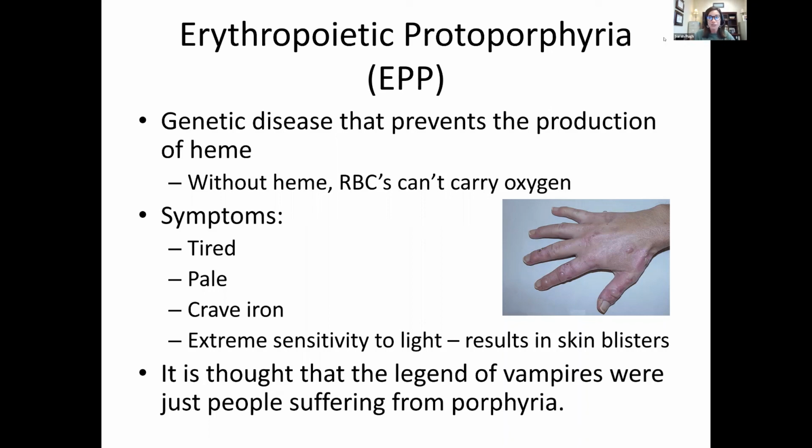So red meat, you're going to crave that. And typically people with this condition have extreme sensitivity to light. When they're exposed to light, you can see the image here, they'll break out in blisters on their skin. So I want you to think of all those things. People that sleep all day long, and they can't be in the sunlight, and they're really pale, and they like to eat bloody red meat. It is thought that the legend of vampires was actually just people that were suffering from this erythropoietic protoporphyria.